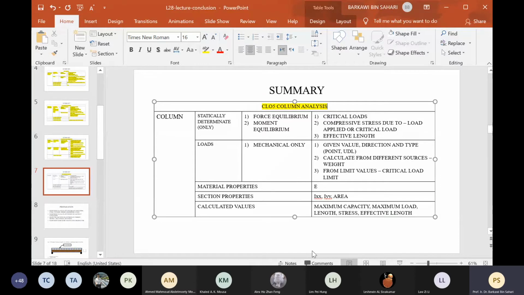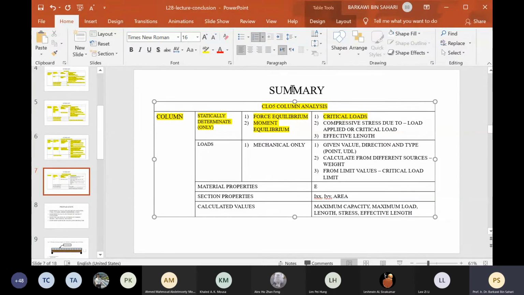Okay, for column, what is expected on column? Again, in terms of type of problem, it is statically determinate. So the only example for statically indeterminate that you come across from this course is actually from the uniaxial case. So in other words, equilibrium, forces and moment, that is the main tool there. And from there, what is expected to know is critical load.